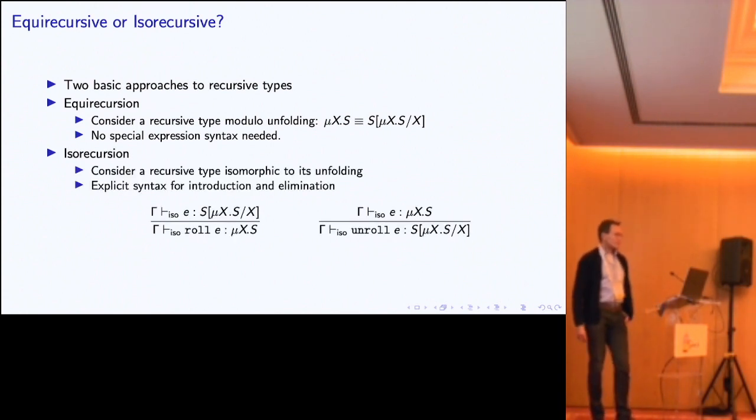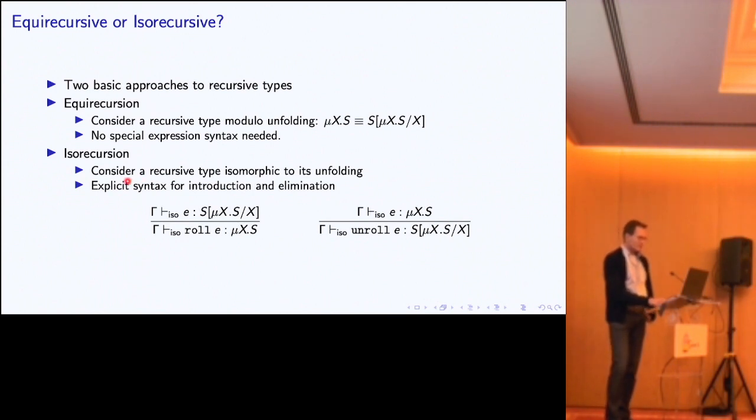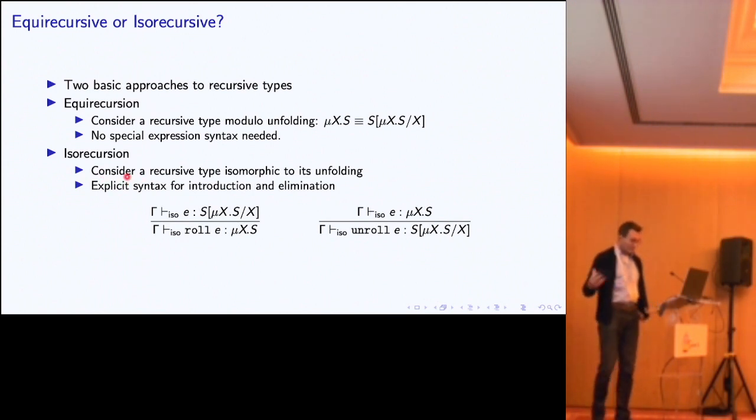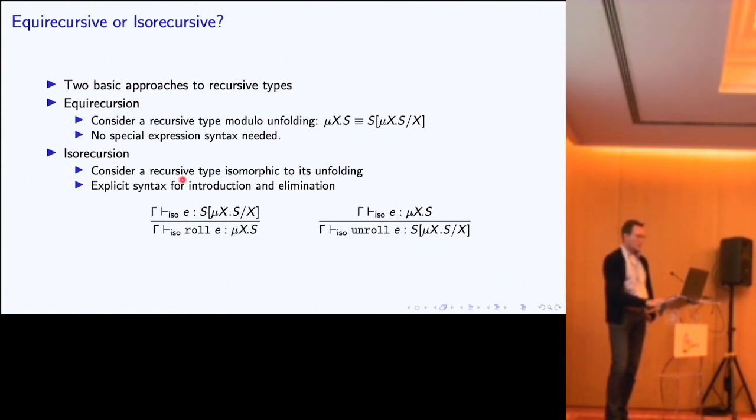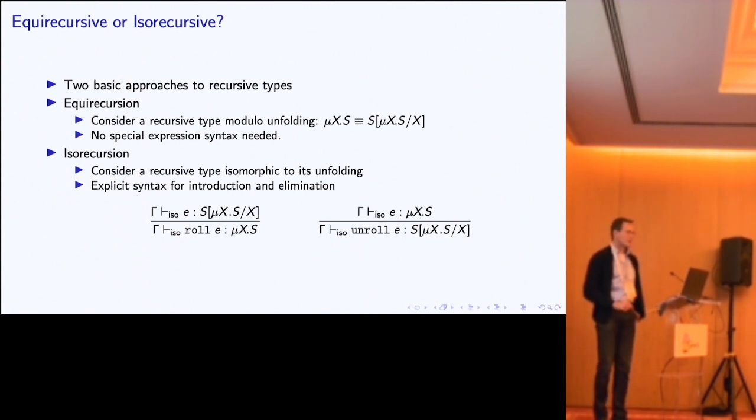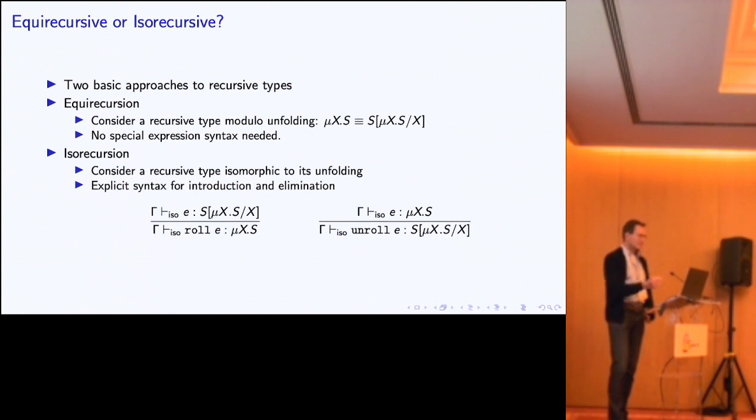If you look at isorecursion, then it looks like things are much simpler in a sense, because instead of having this silent equivalence, you just consider the recursive type and its unfolding as isomorphic. You actually have to exercise this isomorphism in typing, so there is explicit syntax for introduction and elimination. And this is standard stuff from textbooks. You'll find it in the Pierce book, in Harper's book, and wherever you look.